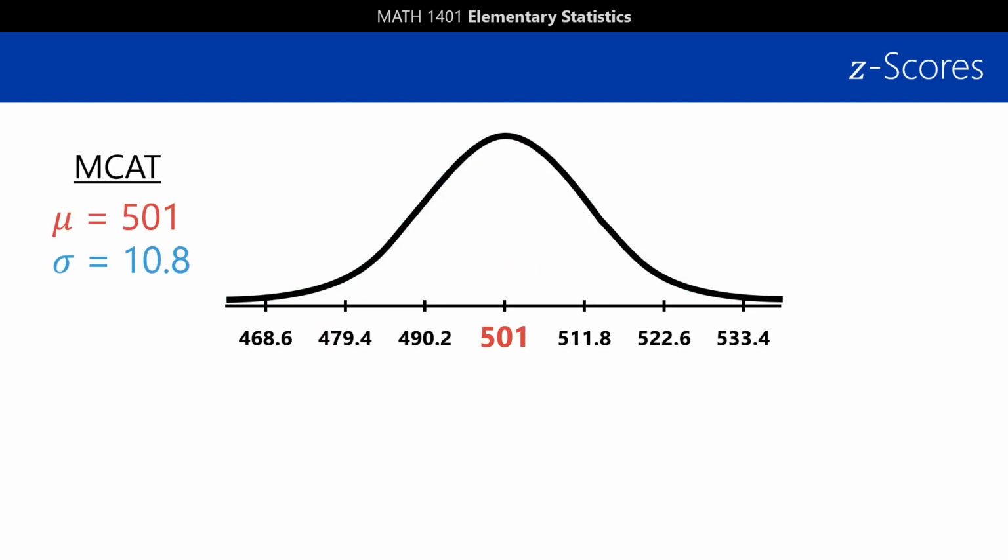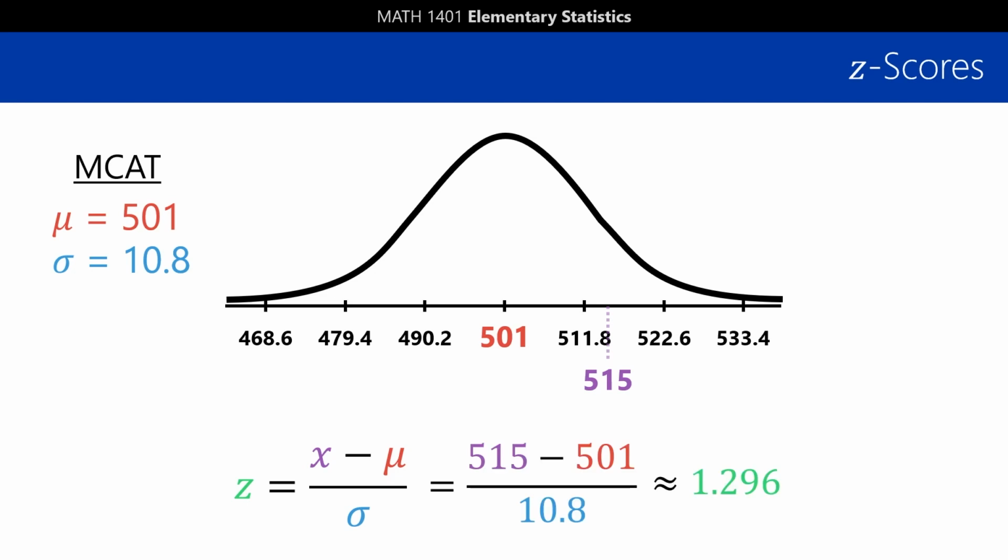For the MCAT, the mean score is 501, and the standard deviation is 10.8. So clearly our score of 515 is above average. But just how far above average? That's where the z-score comes in handy. We calculate the z-score by taking our test score, x, subtracting the mean, mu, and then dividing the result by the standard deviation, sigma. When we do that in this case, we get a z-score of about 1.296, which means that a score of 515 on the MCAT is about 1.296 standard deviations above the mean.